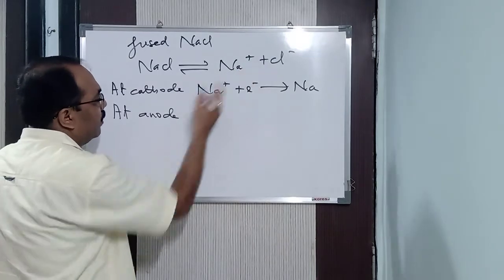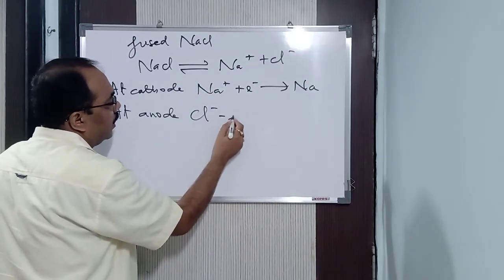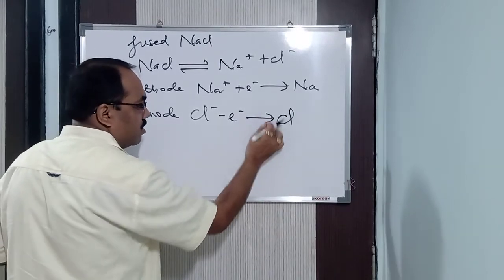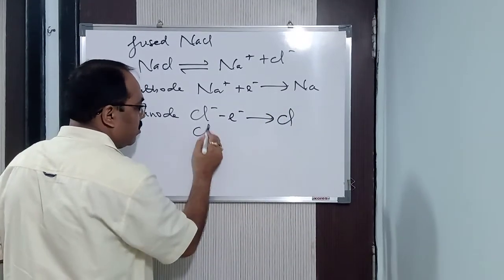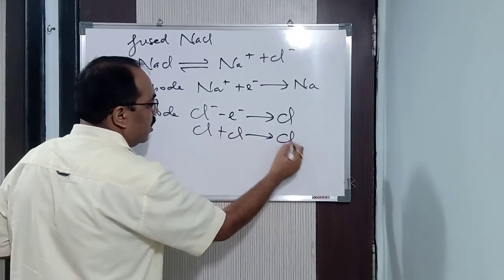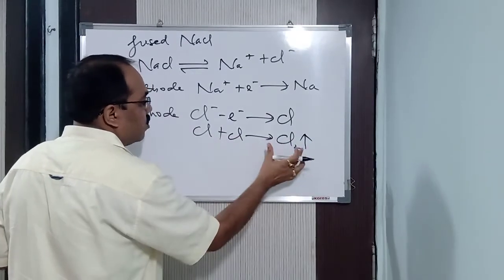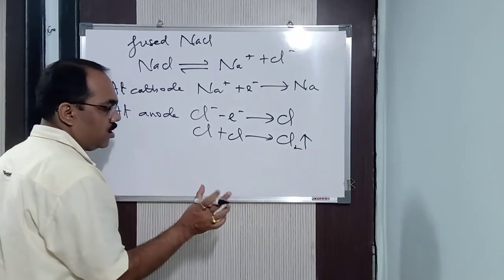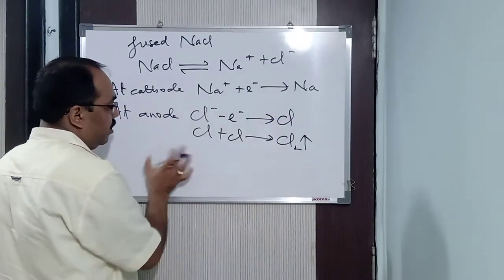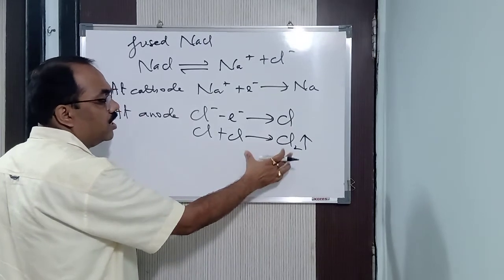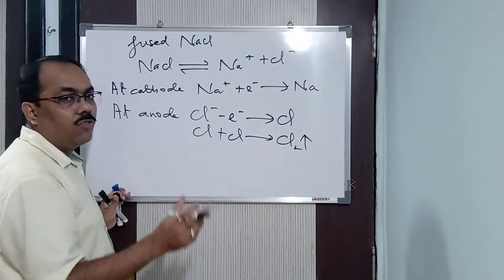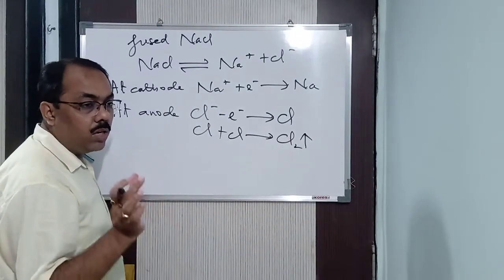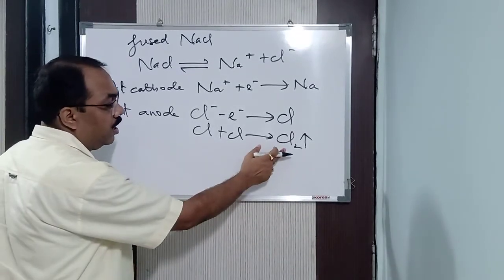At the anode, what will happen? Cl- minus e- will give Cl. Now Cl does not exist in atomic state, so it will react with another Cl to form Cl2 gas. The important thing here is the observation. At the cathode we don't see any observations. Here the observation is that a greenish yellow colored gas is evolved from the anode. Listen carefully: a greenish yellow colored gas is evolved from the anode.